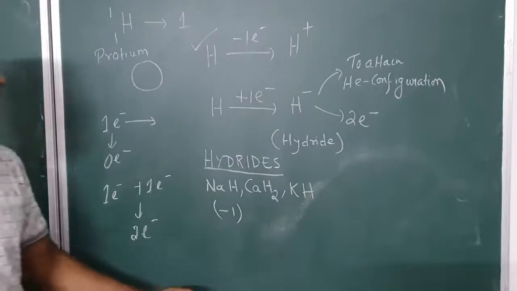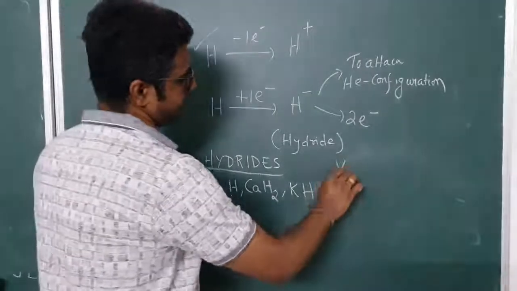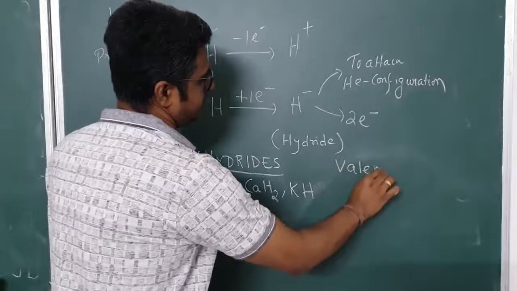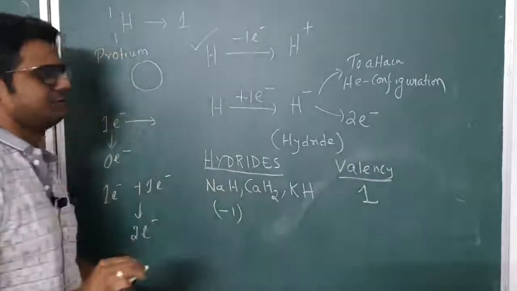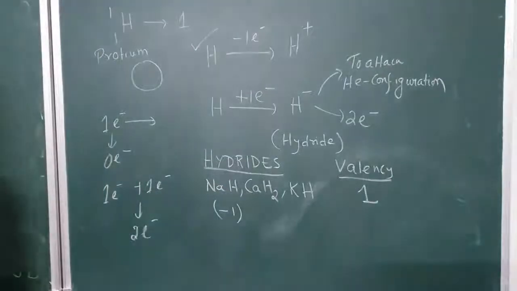So what is the valency of hydrogen? Valency of hydrogen is 1, always, it will not change. There is one electron, so it will either take one or give one away.